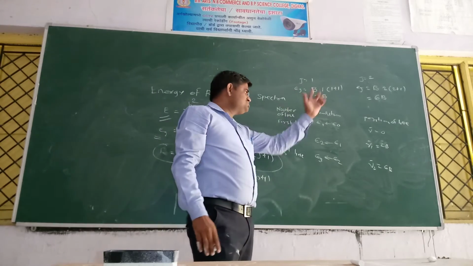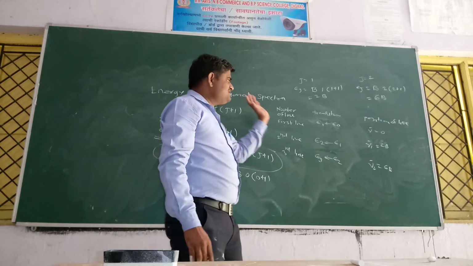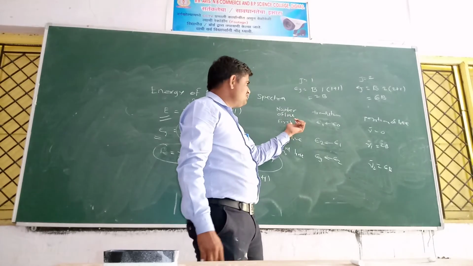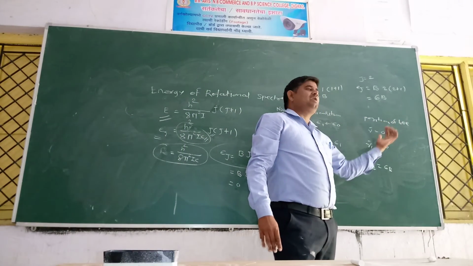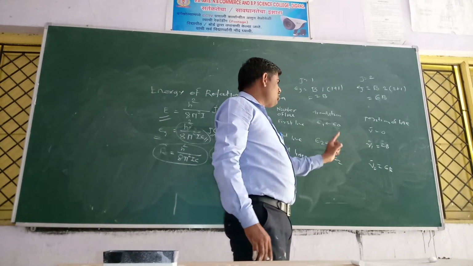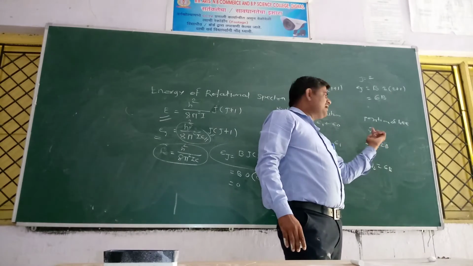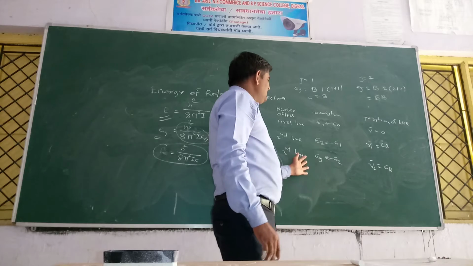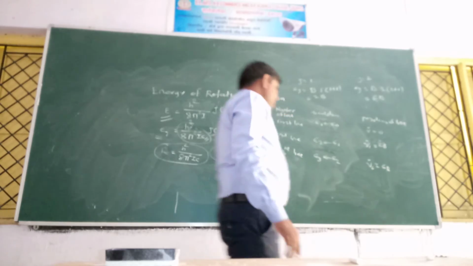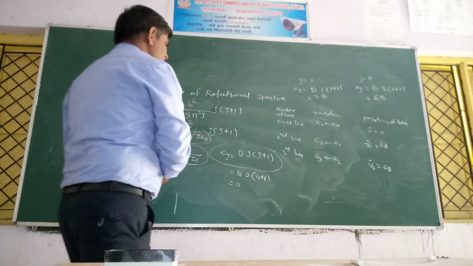We clearly observe the first line, which is the transition epsilon 0 to epsilon 1, and the position of the line is mu bar is equal to 0. The second line is the transition epsilon 1 to epsilon 2, position of line twice B. The third line is epsilon 2 to epsilon 3, value 6B. These are the number of lines, transitions and positions of lines in the rotational spectrum.